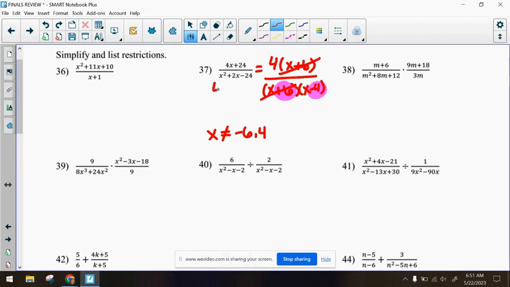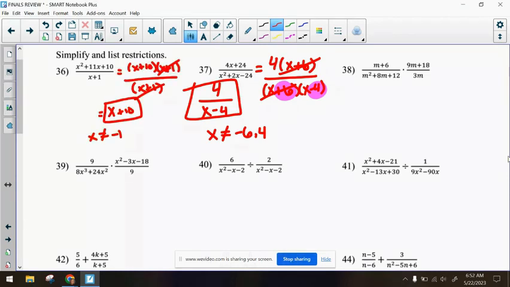So my answer is 4 over x minus 4. And I'm not able to reduce those 4s out. So 4 over x minus 4. At this point, I'm going to go ahead and try number 36 and then resume to check your work. The answer is x plus 10 with the restriction, x cannot be negative 1.